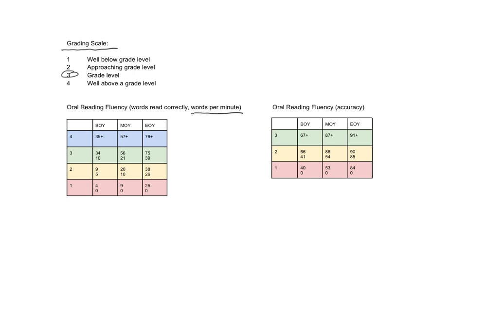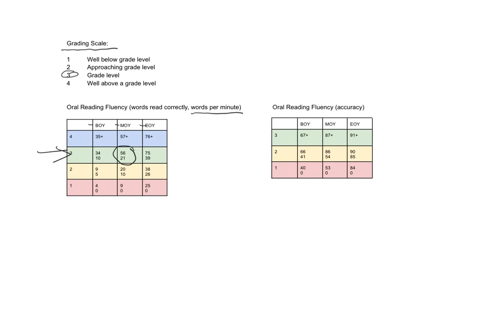Let's say that child read 50 words in a minute. You're going to choose whether you are BOY, MOY, or EOY. So again, beginning of year, middle, and end. So let's say I gave this assessment in December. That's going to be middle of the year. The child read 50 correct words in a minute. So that falls in this band right here. So I would give the child a 3 for fluency. And actually on the rubric it says rate, so the rate at which they read.